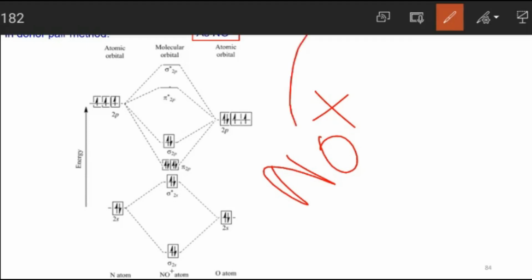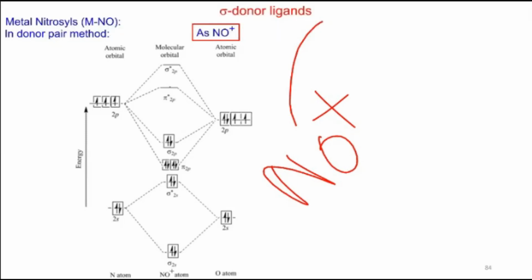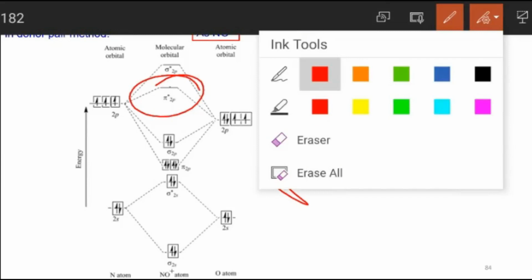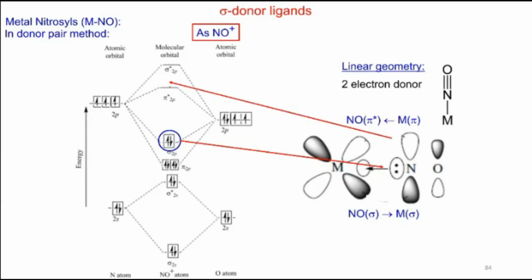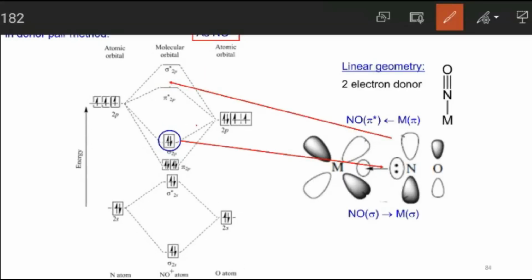This NO plus is acting as a ligand, and NO plus means we removed one electron from the pi star orbital. Now you have a pair of electrons present in the sigma orbital, which can be donated to the metal center to form a sigma bond, and you have an empty pi star orbital present in the ligand, which can be utilized to accept electrons from the metal center. Therefore, nitrosyl is a good sigma donor as well as a pi accepting ligand, and therefore in the real scientific method, the donor pair method, nitrosyl acts as only a 2 electron donor. That is the proper scientific method.